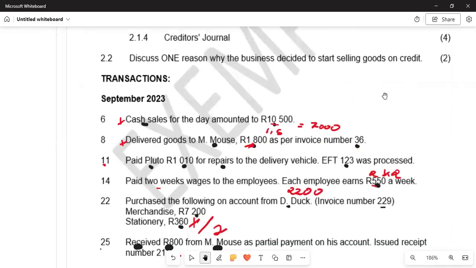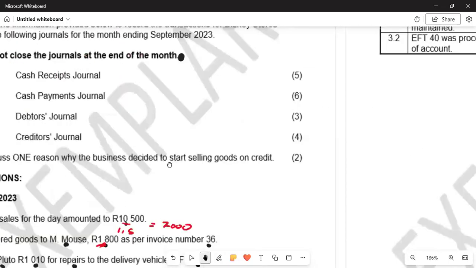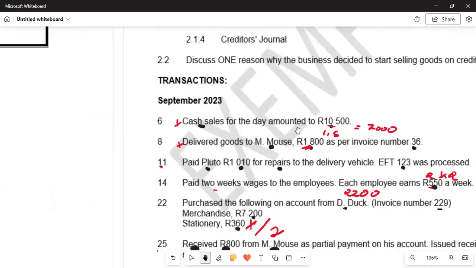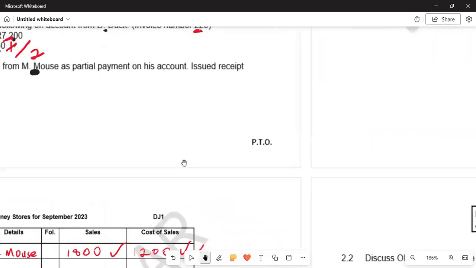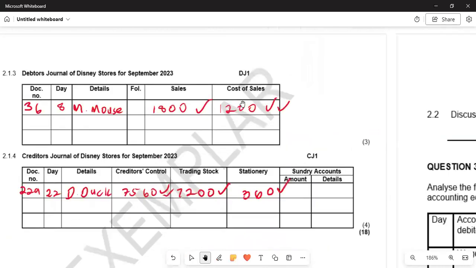Now we come to the creditors journal. With the creditors journal, we are talking about the suppliers. If you go to the transaction, document 229 on the 22nd, it says purchased the following on account from DDAC, invoice number 229. So we purchased merchandise as well as stationery from DDAC. Now we are going to our answer book and see how we are going to record that under the creditors journal.